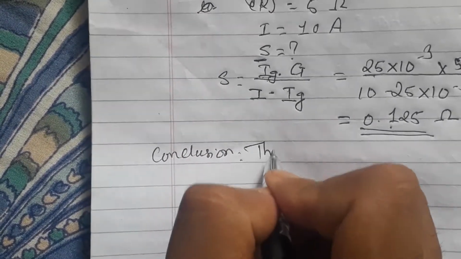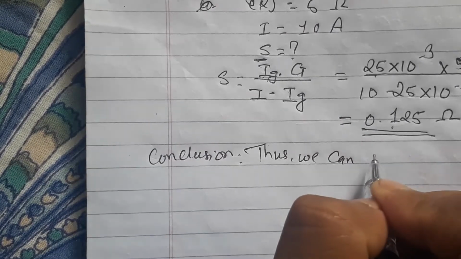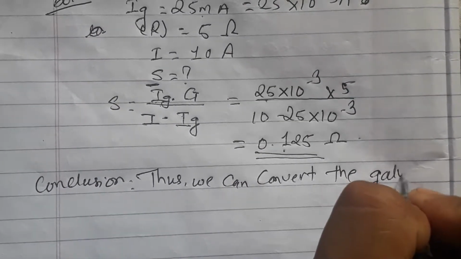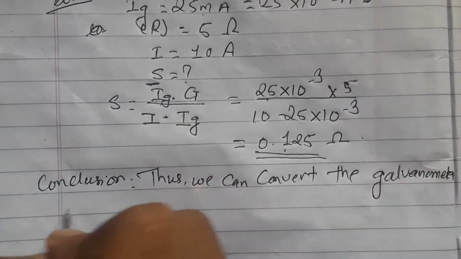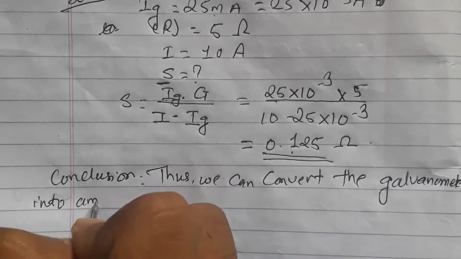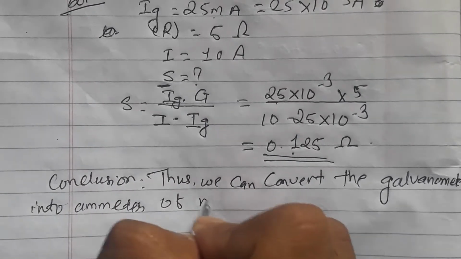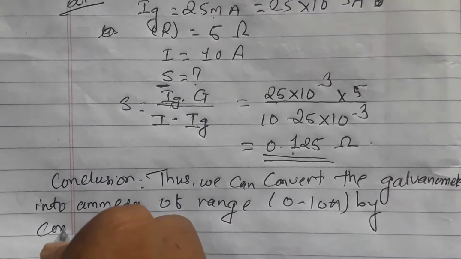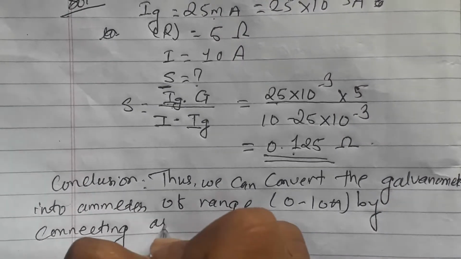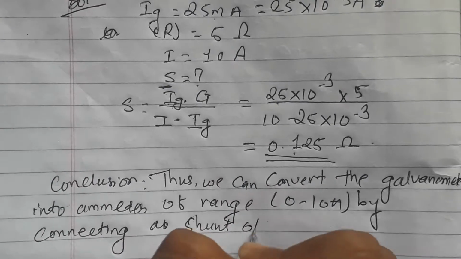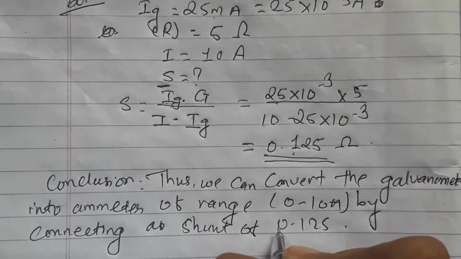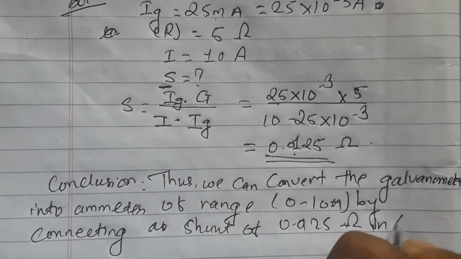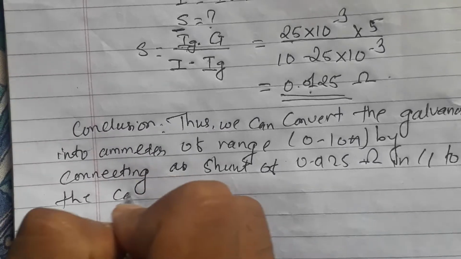Thus, we can convert the galvanometer into an ammeter of range 0 to 10 ampere by connecting a shunt of 0.125 ohm in parallel to the coil.